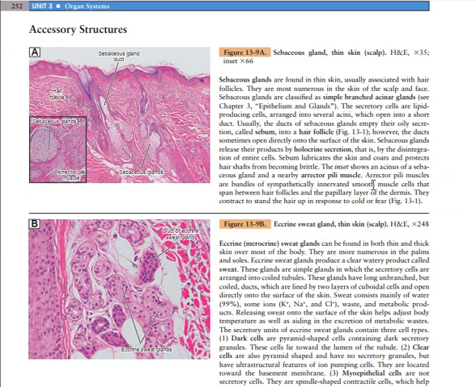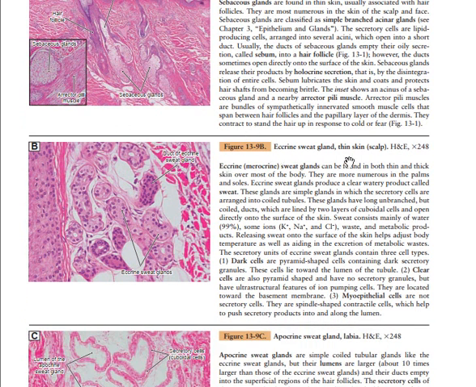Then the last thing is the accessory structures of the skin. For the accessory structures of the skin, you have the sebaceous gland. Sebaceous glands are located in both thin and thick skin, but mostly in thin skin. You can visualize sebaceous glands which are close to the hair follicle, draining into the hair shaft. Then you have the eccrine sweat gland.